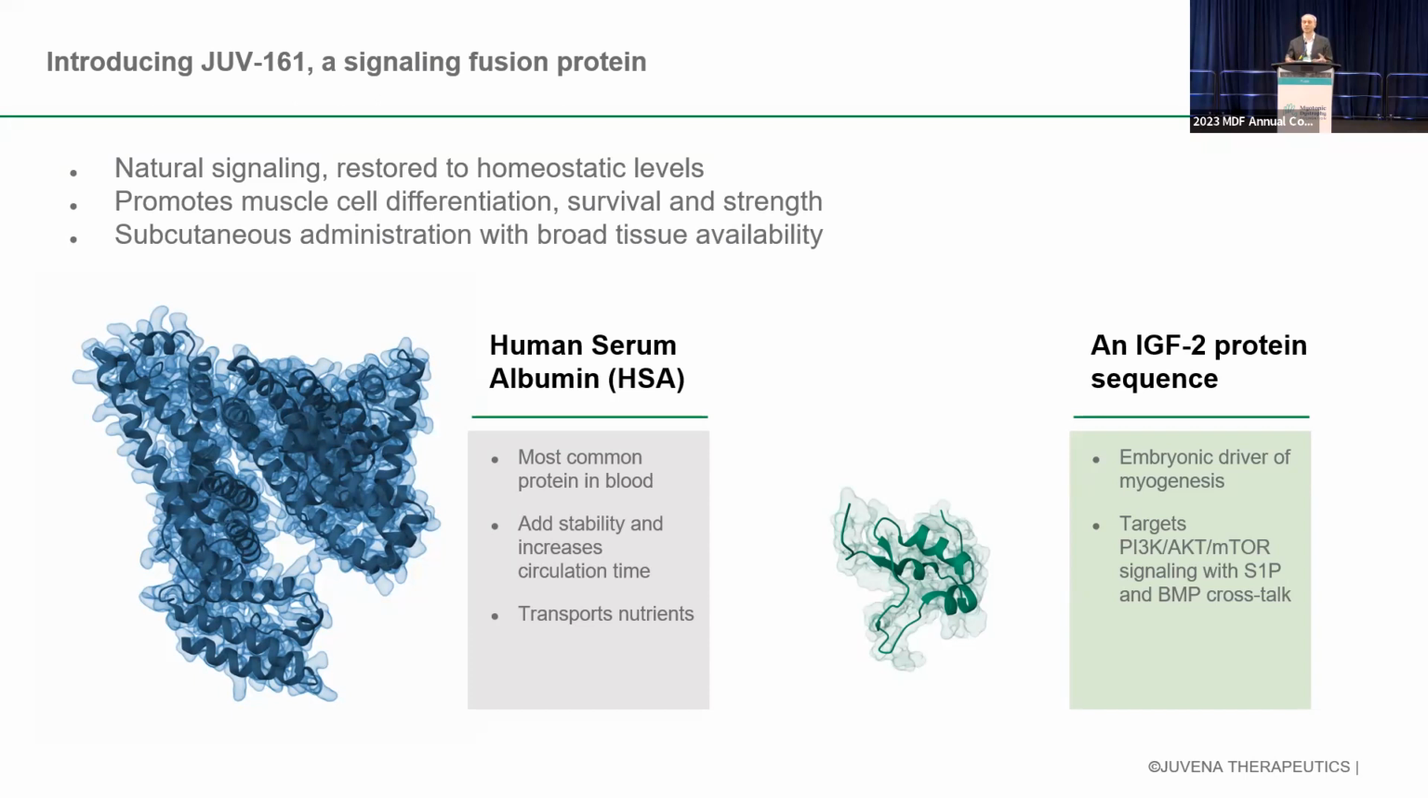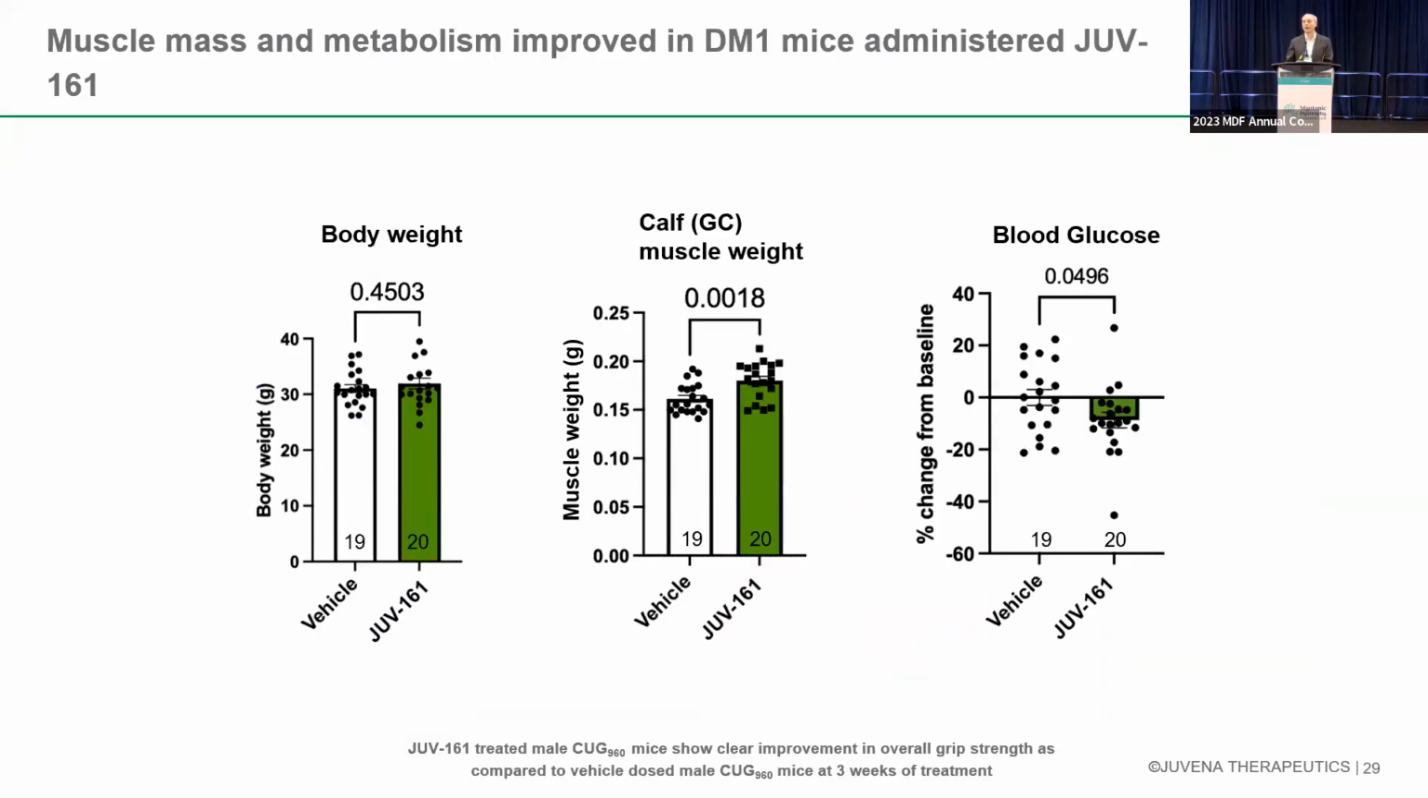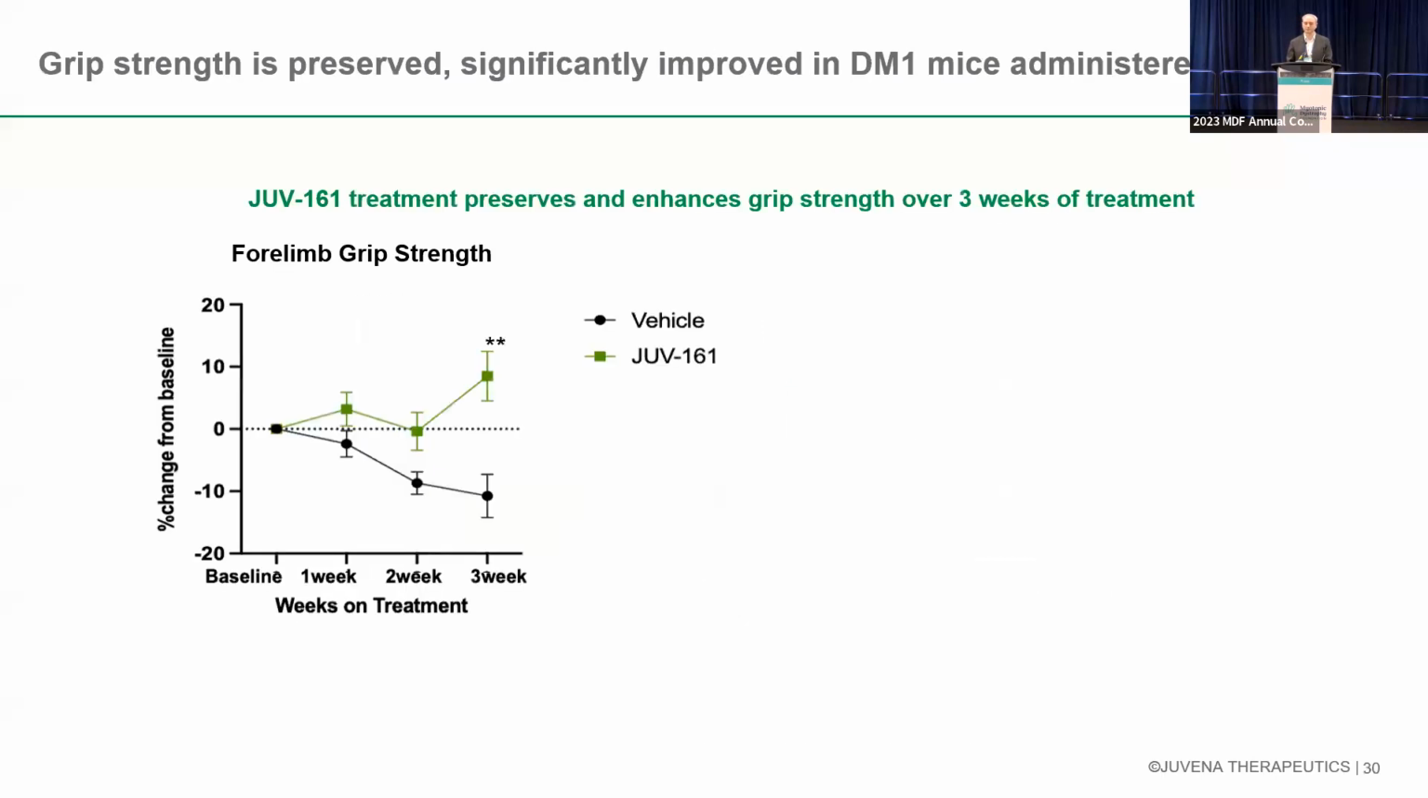But the receptors and the processes for this molecule's action still exist in adults, and it still has potential efficacy. When we test this molecule in a mouse model of DM1, after 3 weeks of treatment, we see that there's no change in body weight in total, but we do see an increase in muscle mass, and importantly, an improvement in energy homeostasis, here measured by blood glucose levels.